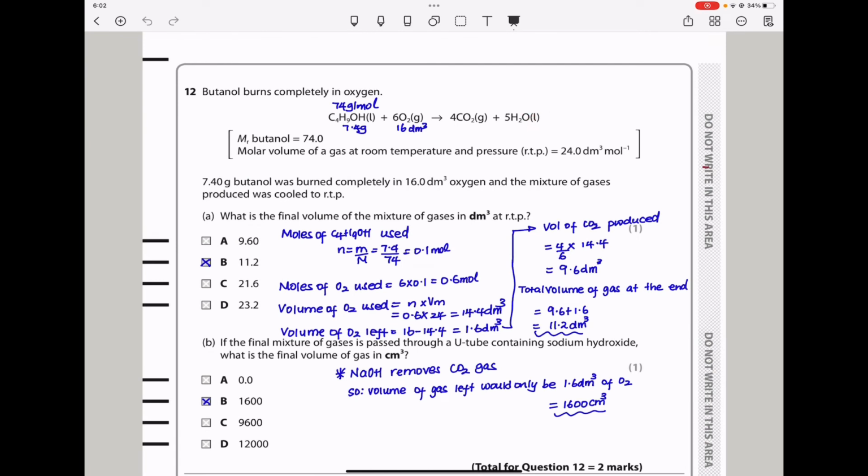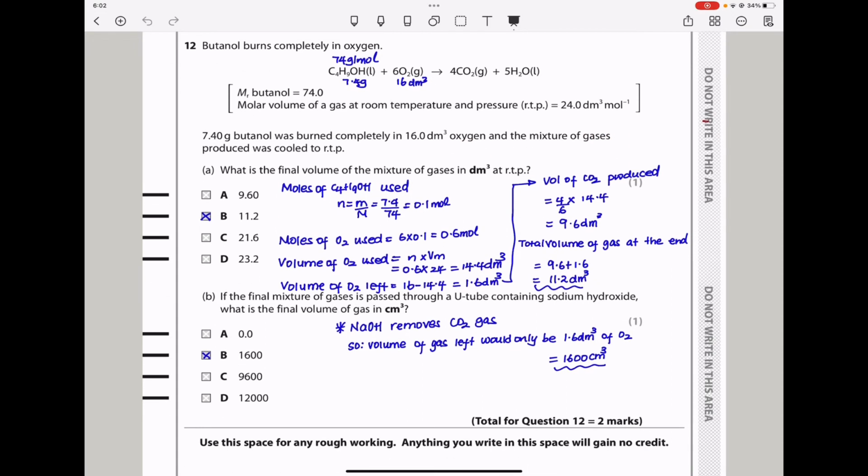This is a combustion reaction. They've given us the molar mass of butanol and the molar volume of the gas at room temperature, which is 24 decimeter cube per mole. So 7.4 grams of butanol was burned completely in 16 decimeters cubed of oxygen, and the mixture of gases produced was cooled to room temperature and pressure. They ask what is the final volume of the mixture of gases in decimeter cubed at room temperature and pressure.